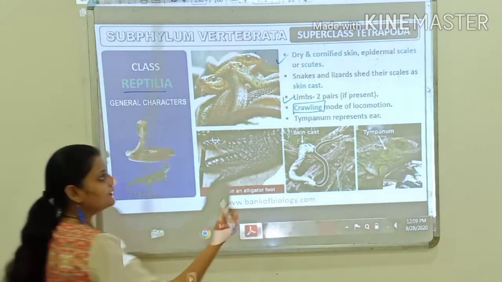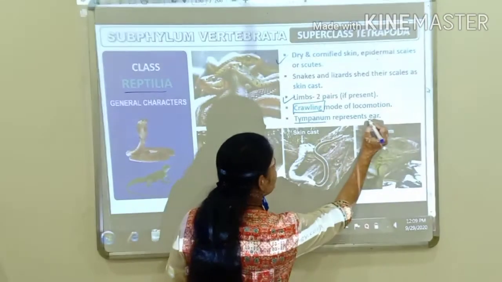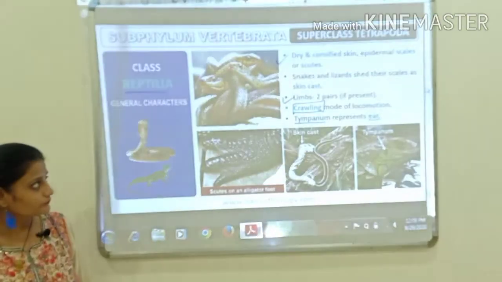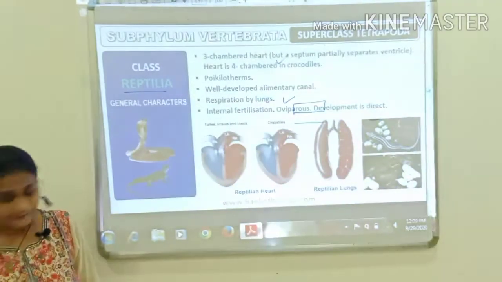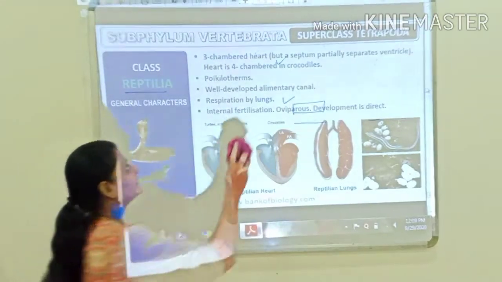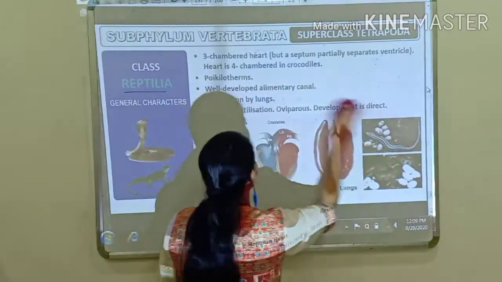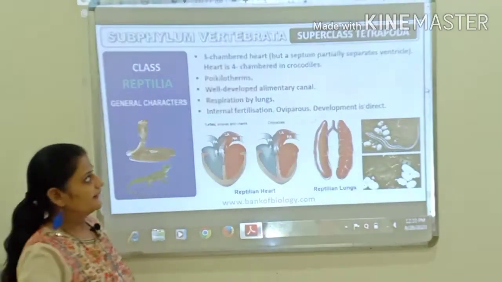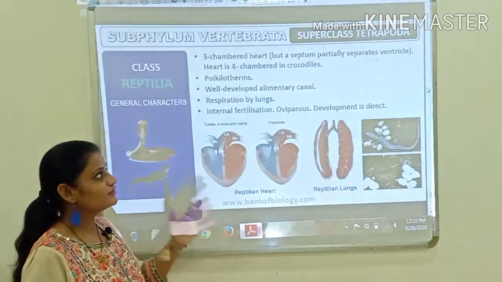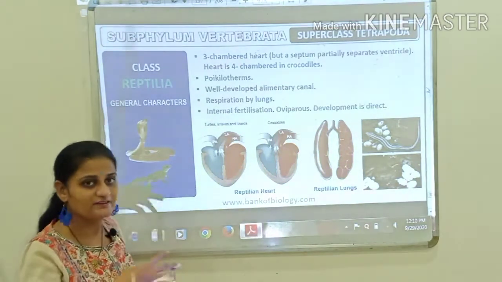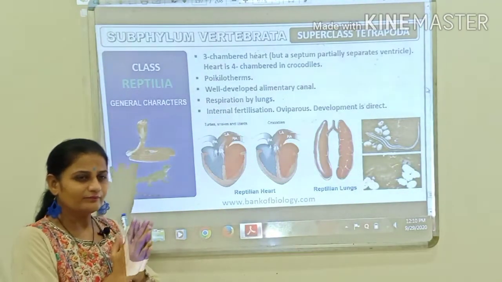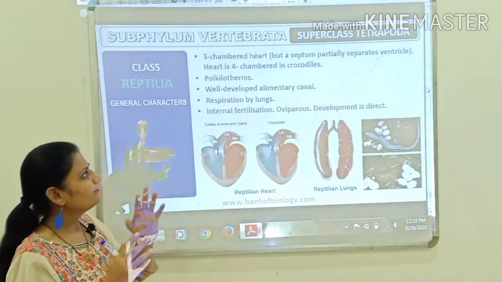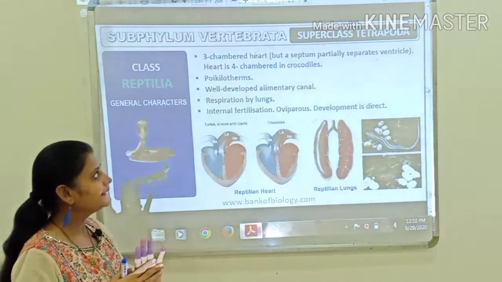And again, tympanum, it represents the ear in these organisms also. Then they have the three-chambered heart, but a septum which partially separates the ventricle is present. A septum is like a small partition, which separates the ventricle, right?